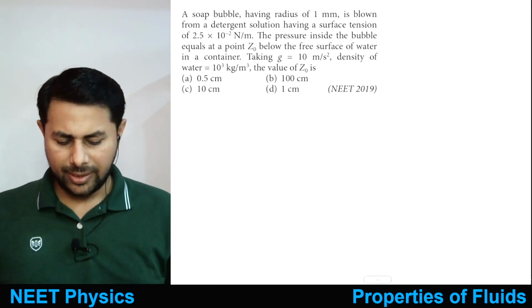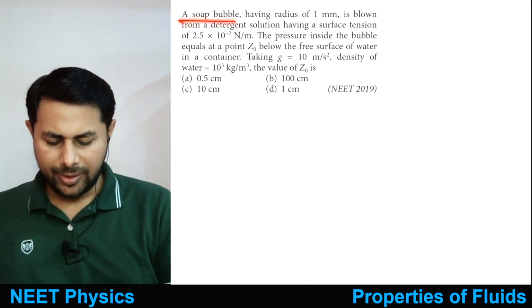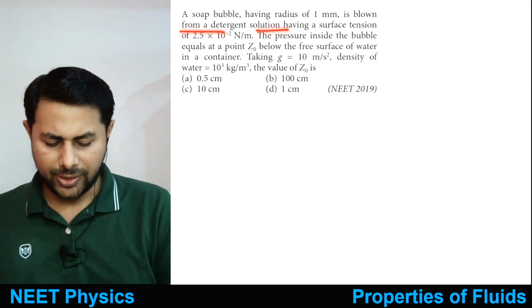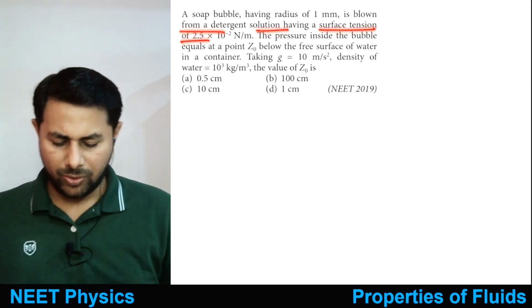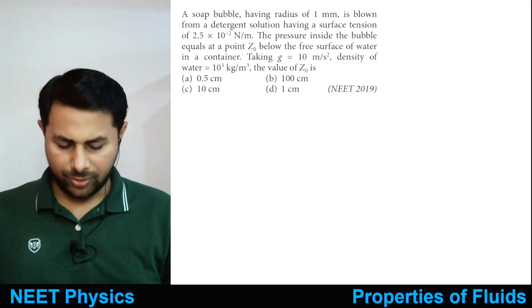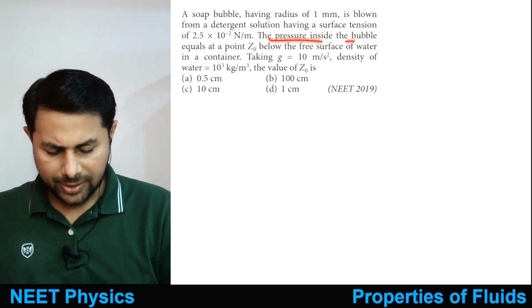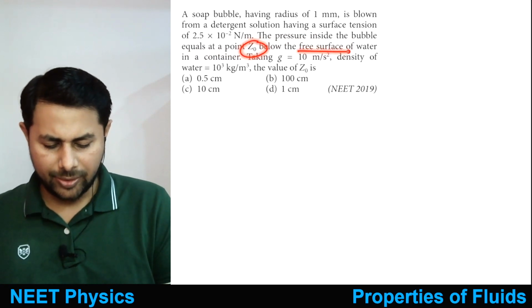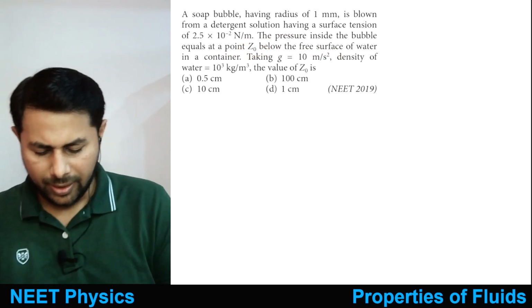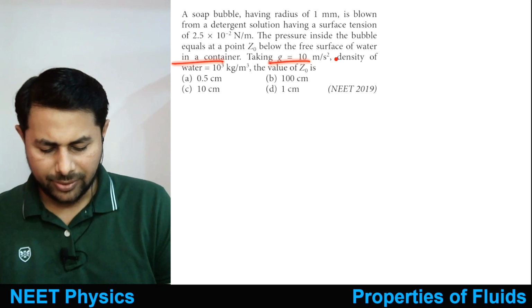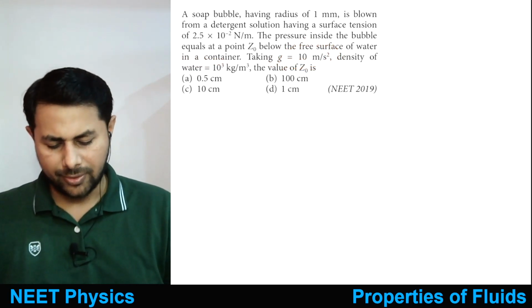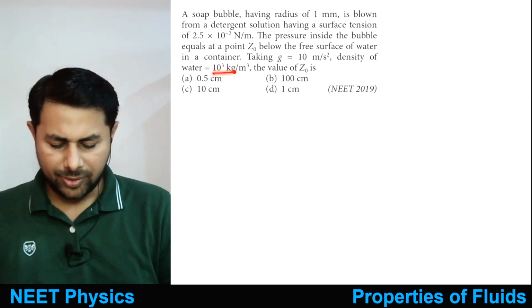Okay, let's see next one. A soap bubble having radius of 1 mm is blown from a detergent solution having surface tension of 2.5 multiplied by 10 raised to minus 2 Newton per meter. The pressure inside the bubble equals that at a point Z naught below the free surface of water in the container. Taking G equal to 10 meters per second square, density of water is 10 raised to 3 kg per meter cube.